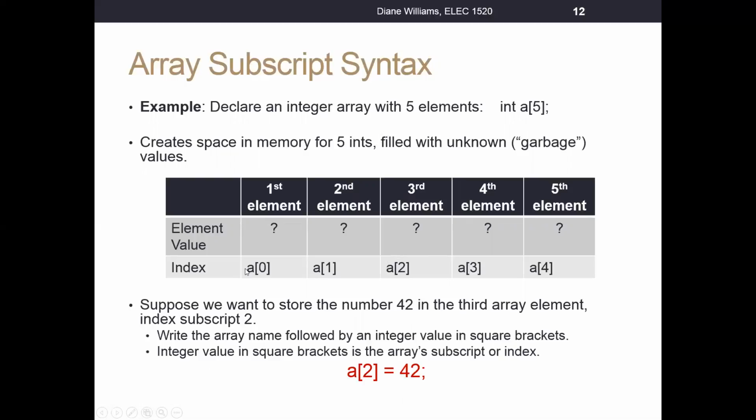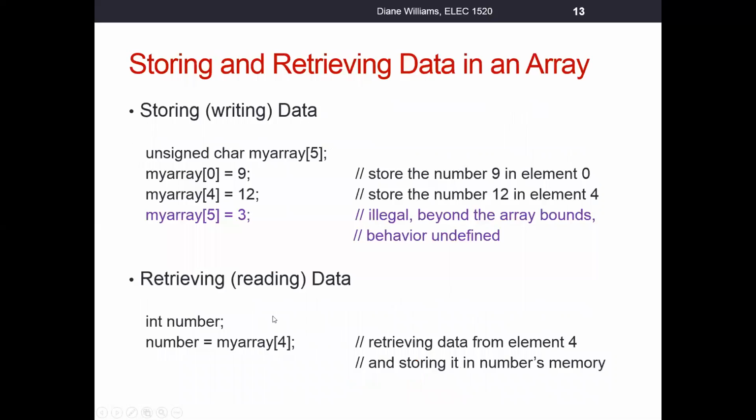So anytime we want to get to any one of these individual elements, we'll refer to them by the name of the array and then the subscript. Right? And the subscript has to go inside the square brackets. Right, so here's some more examples.